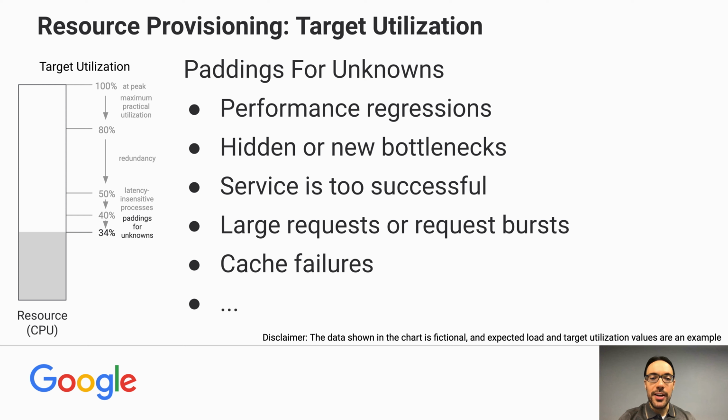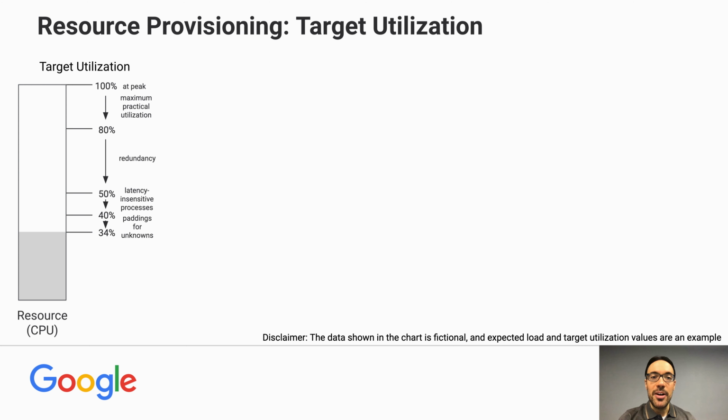With regards to paddings for the unknown, there is again a trade-off between efficiency and reliability, given that the cost of running the service increases as more paddings are added for reliability. In our example of target utilization, let's decrease it further to 34% to leave some paddings for the unknown. As a summary on target utilization, a service cannot run at 100% at peak. It needs to run lower because it could misbehave at high utilization, then even lower for N+1 or N+2 redundancy, then even lower to fit latency-insensitive processes, then even lower to leave some paddings for the unknown.